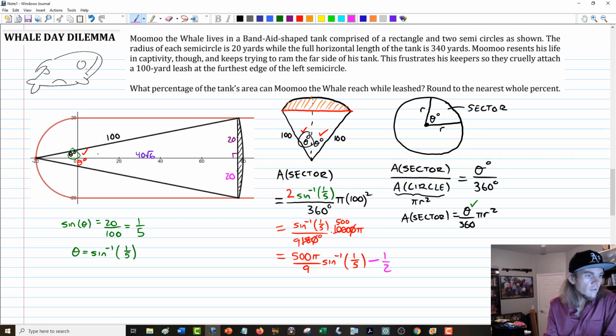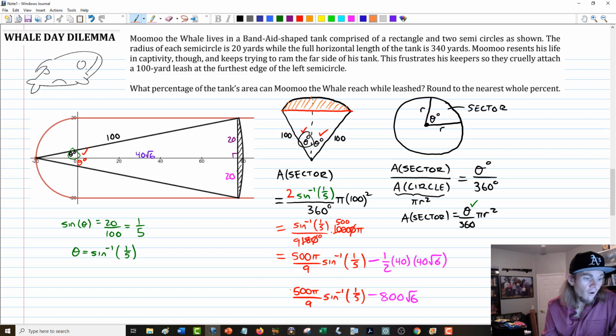The base of our triangle, it's a little awkward here. The base is vertical, but I'm going to go with it. The base is 20 plus 20, which is 40. And the height of this triangle, again, it's on its side, but that height is going to be 40 root 6. When we combine those two things together, we're going to end up with 500 pi over 9 sine inverse of 1/5, whatever that is in degrees. And again, we did keep everything in degrees here. On this side, 40 times 40 is 1,600, but we're cutting it in half, so we're going to have minus 800 root 6.